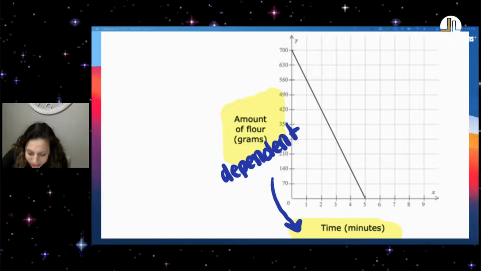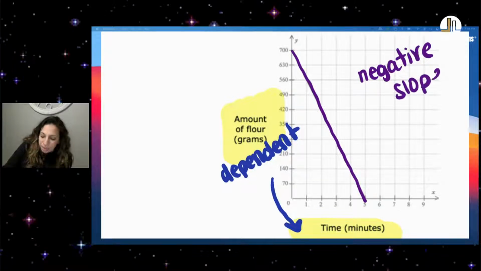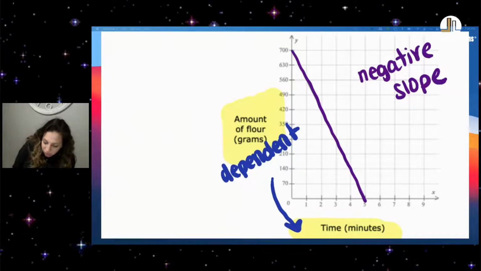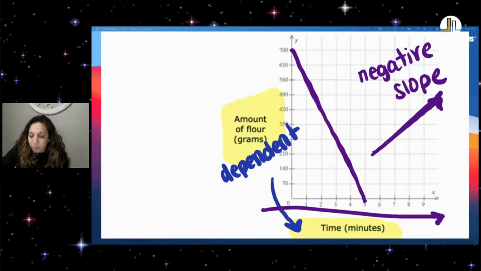So what do we notice is happening with this graph? We notice that it's going down. This is going to have a negative slope. How do I know that? Well, I know that because we read words from left to right, so we also read graphs from left to right. So if I'm going to read this graph from left to right, it's going to start up here and go down. So my car is driving down, not up. If it was going like this, then I would be an upward or a positive slope.